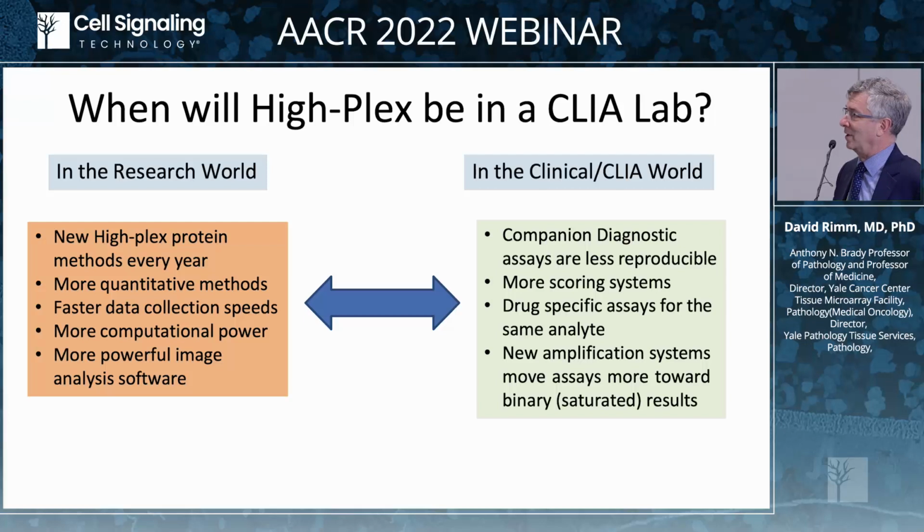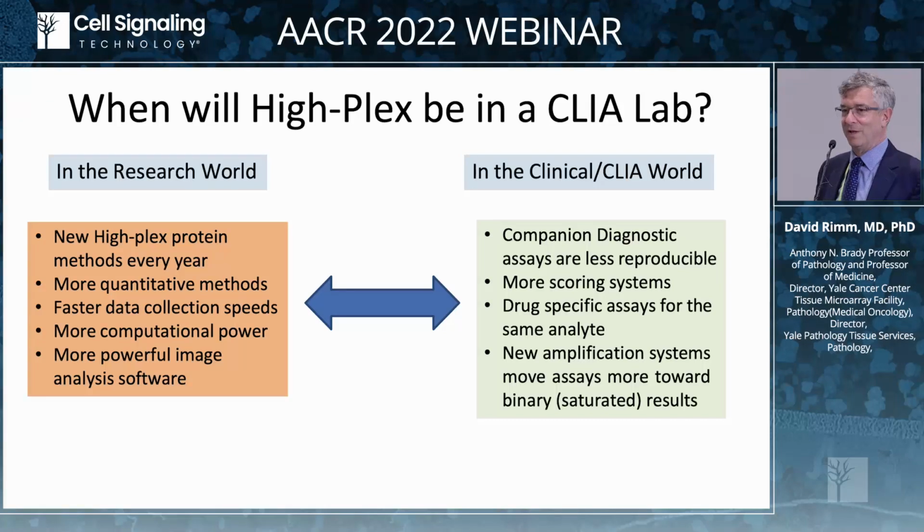If you think about what's going on now in the research world, there are more new High-plex methods every year, and I would be remiss not to mention 10x, because they have lots of High-plex methods for sequence, and rumor has it soon protein High-plex methods. And they're more and more quantitative, they're getting faster, and they require more computational power.